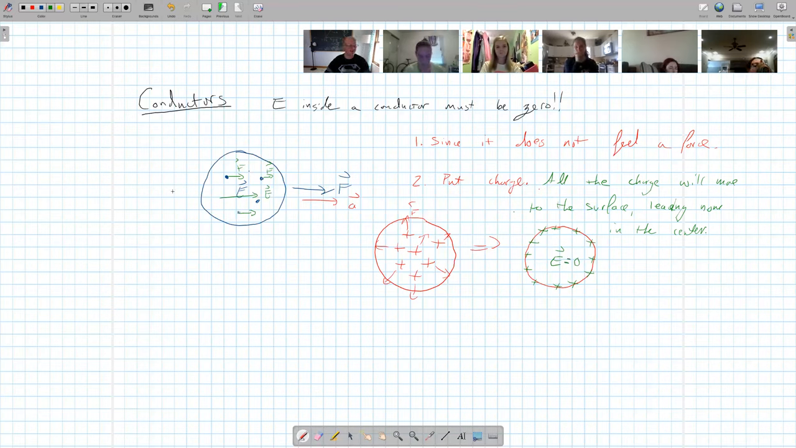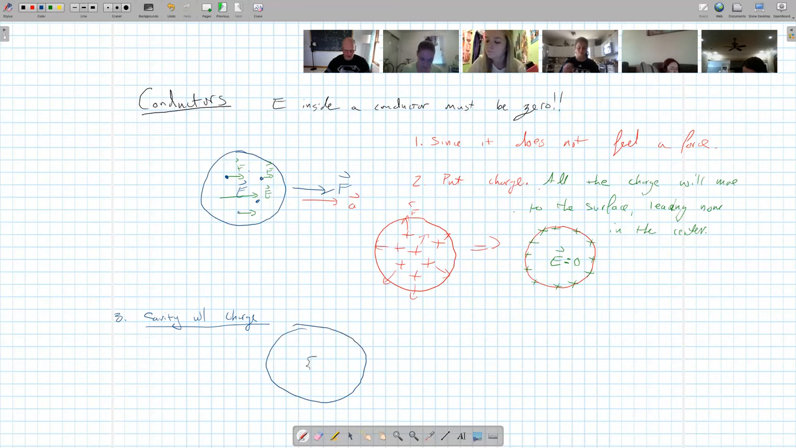Now, the third thing is, what happens if I have an open cavity inside of the conductor? So let's put a cavity inside the conductor. A cavity with charge, what happens in that case? So let's say here's my conductor.